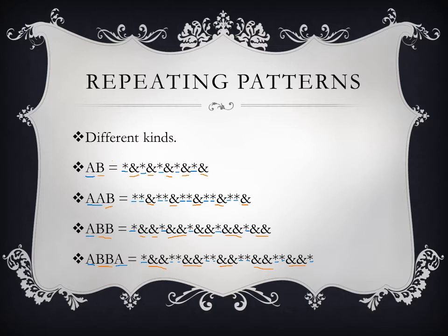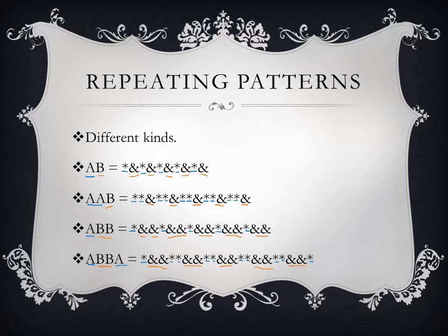The first type of pattern that we're going to be talking about is the repeating pattern. There are different kinds of repeating patterns we're going to talk about for today. The first one that we're going to talk about is the AB pattern. The AB pattern can be found on the second little symbol, second row on the screen.